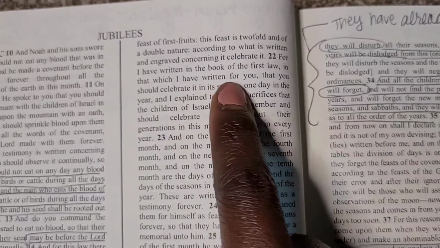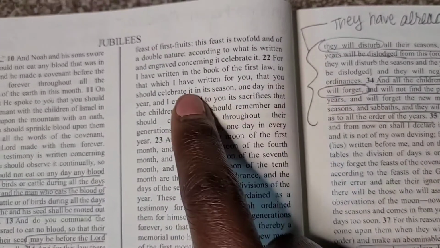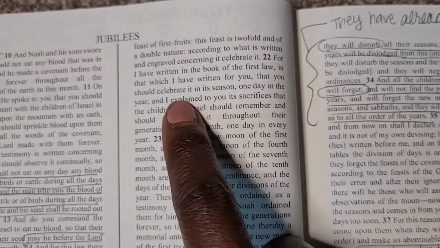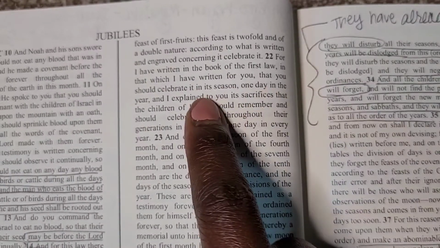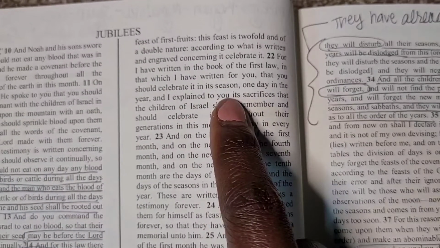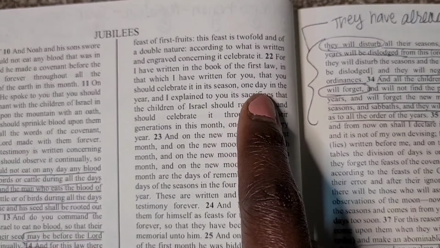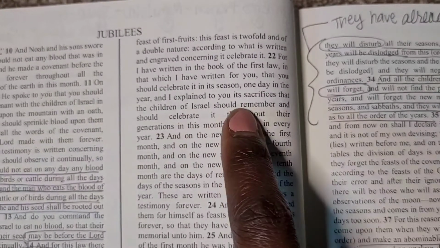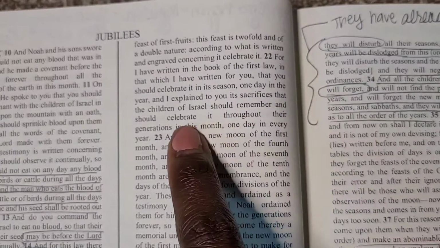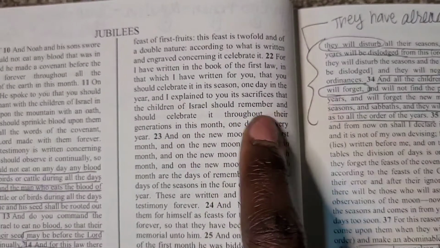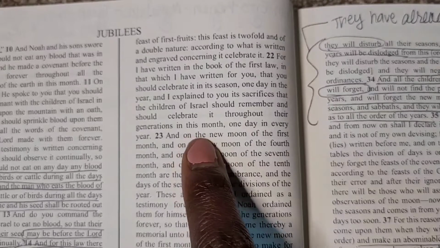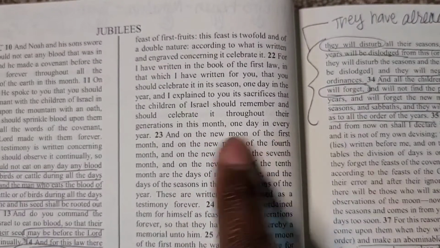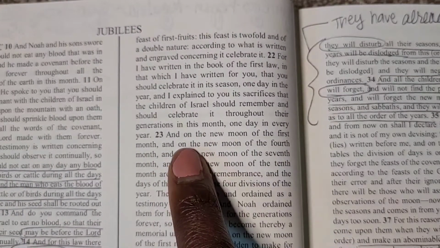For I have written in the book of the first law, in that which I have written for you, that you should celebrate it in its season. So this is written in the book of the first law, one day in the year. And I explain to you its sacrifices, that the children of Israel should remember and should celebrate it throughout their generations in this month, one day in every year.